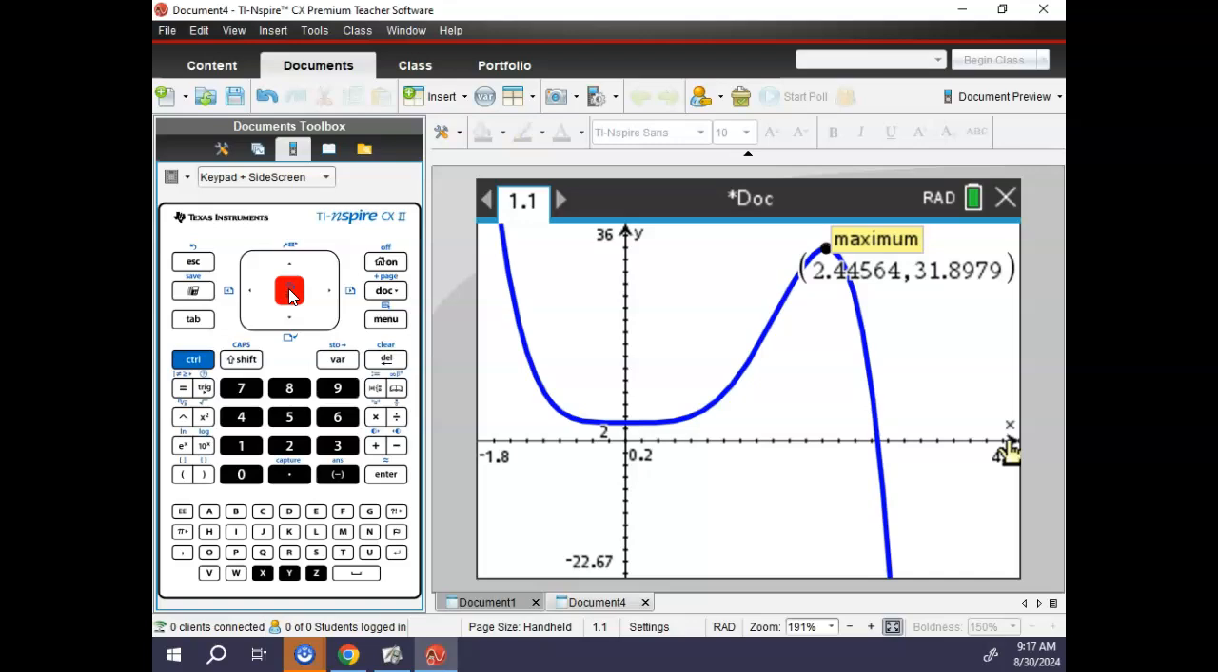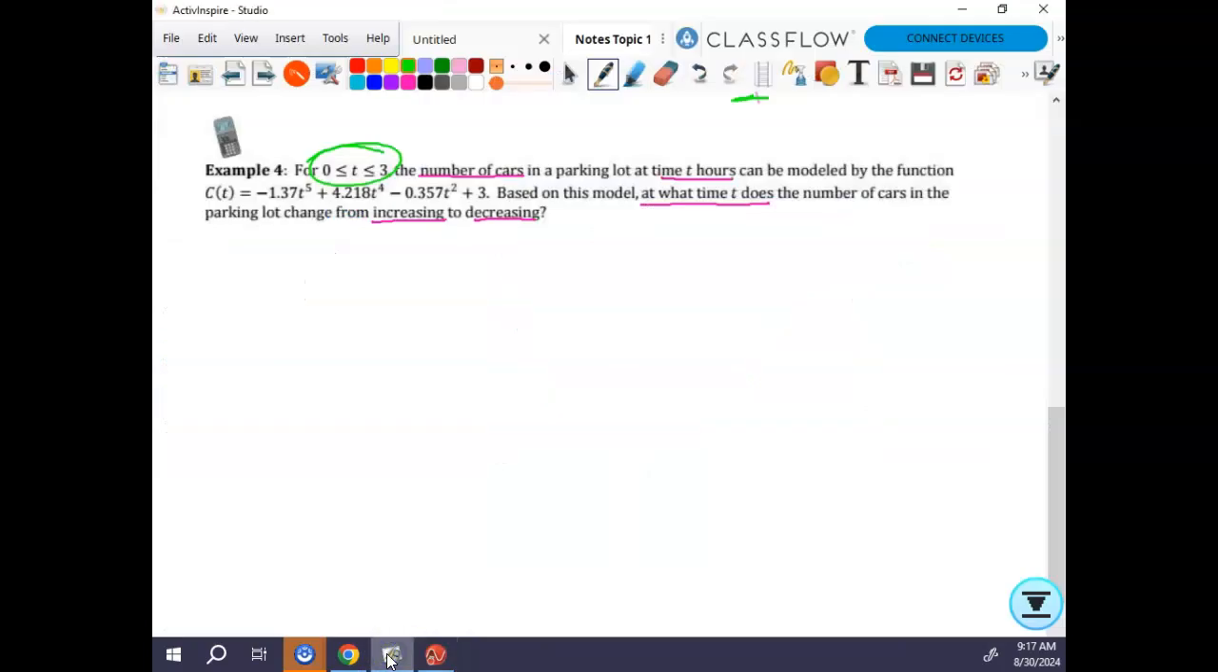Do I want the entire ordered pair? No. Do I want the x value or the y value? What do we think? X value. How do you know that? Because you had a 50-50 shot or what? How do we know it's x that we want? It's asking for t. It says, at what time t does the number of cars... This is t is the x value, so very good.